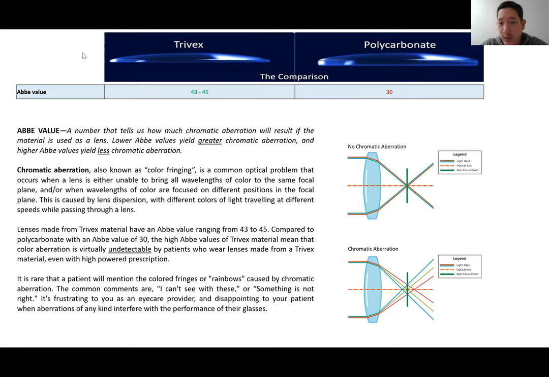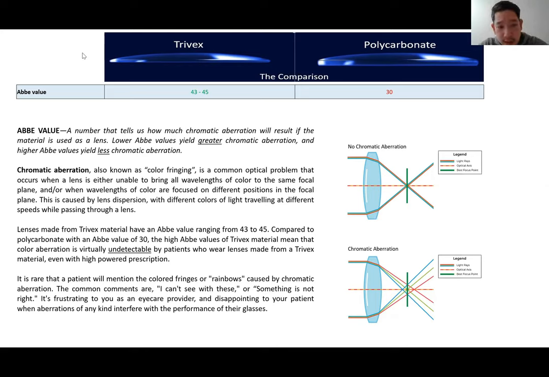And this is what we call chromatic aberration, right? So lenses made from Trivex have an Abbe value of 43 to 45 as compared to poly, which is at 30. The high Abbe value of Trivex material means that the color aberration is virtually undetectable by the patient who wears them. So definitely a person wearing Trivex lenses will have better optical clarity. They're going to see much better with no distortion as compared to polycarbonate lens.